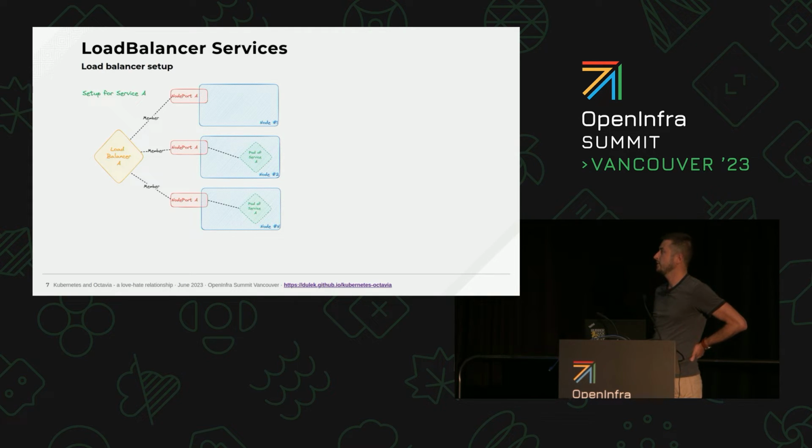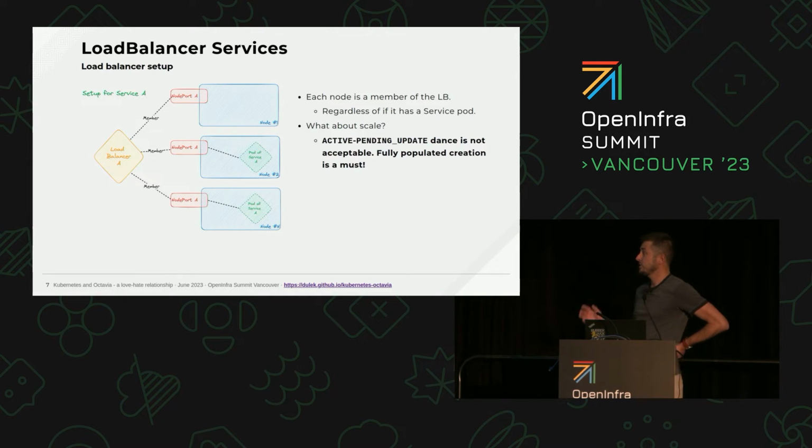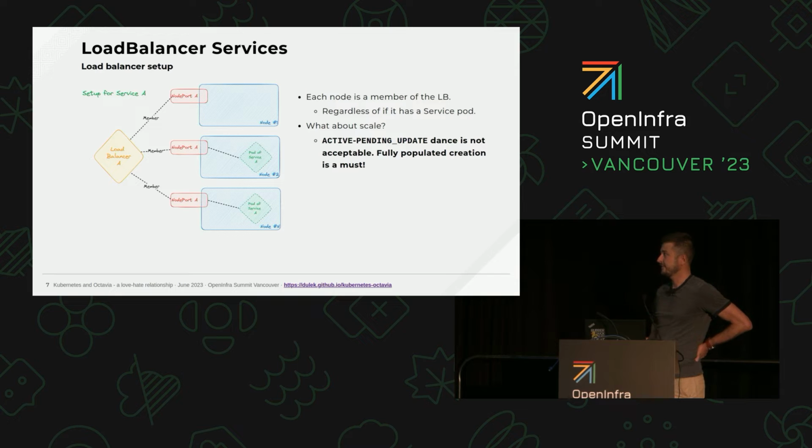Then Kubernetes will make sure, it's kube-proxy in most cases, to redirect the traffic that is coming into the node port into the pod of the service A in our case. Now, an important thing is that each node is added as a member of the load balancer. It doesn't matter if it has the pod of the service or not. And this strikes a scalability question.